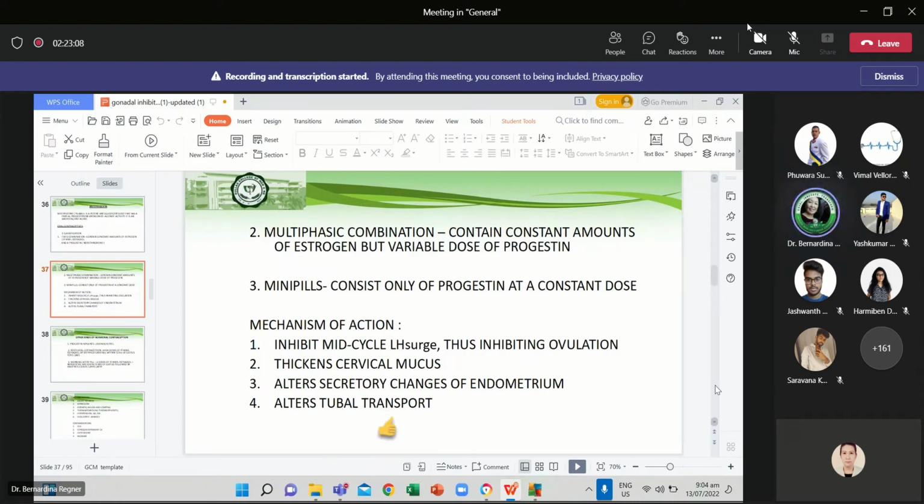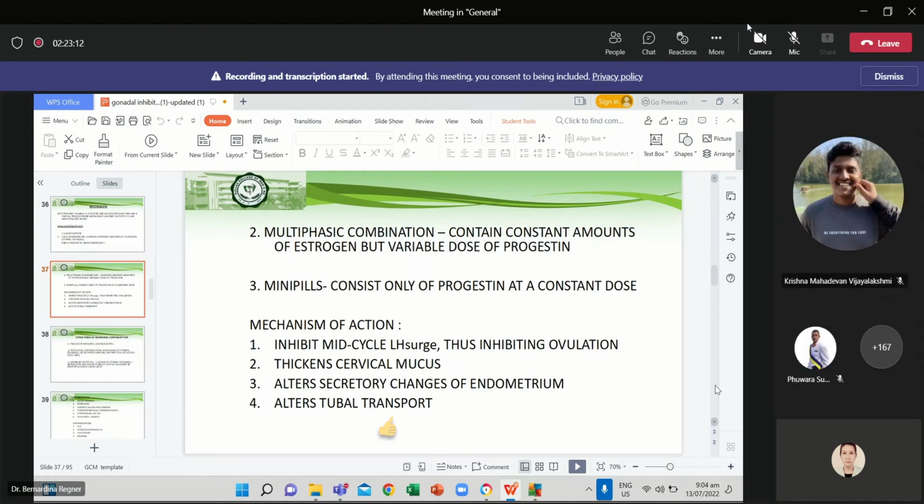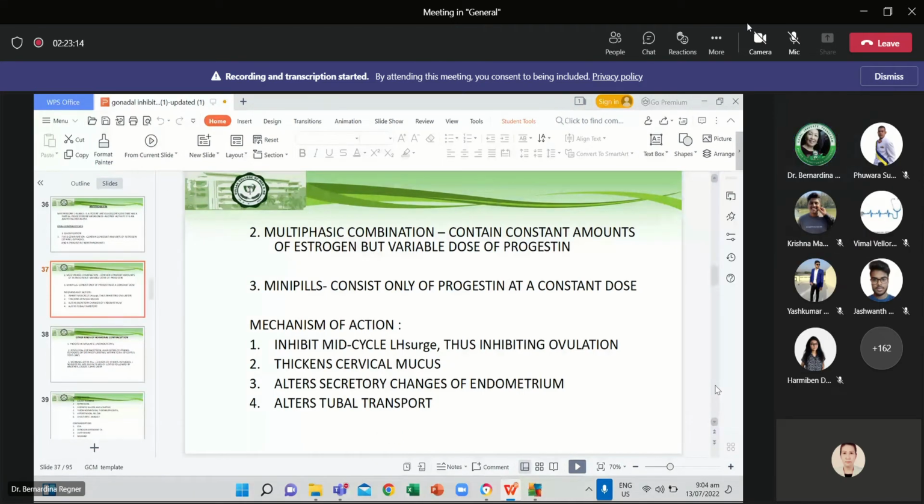Okay, so in multiphasic combination, it also contains a constant amount of estrogen, but a variable dose of progestin. So progestin here is adjusted. Did you get that? Okay, constant estrogen, variable dose of progestin. So that is your multiphasic combination.